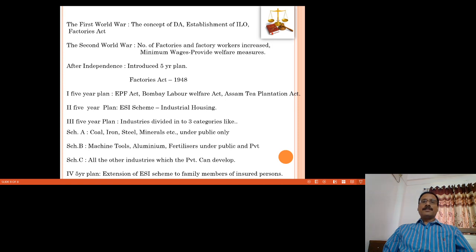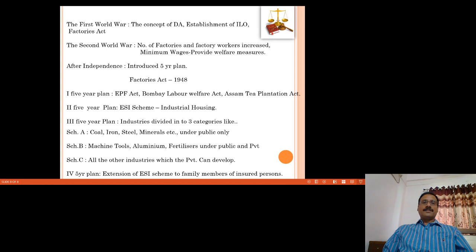Suppose the cost of living is very high, and you are paying 10 rupees or 20 rupees to a particular worker, how can he maintain himself and his family? So that's why minimum wage, and also they provide welfare measures in the factories.